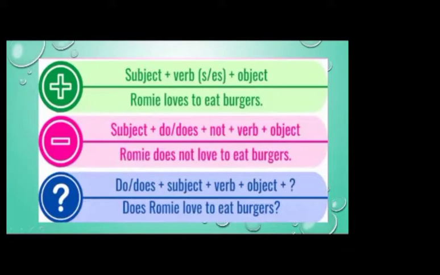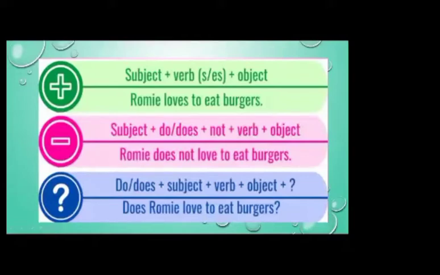Now come to the negative one. Minus sign indicates the negative one. Subject plus do or does plus not plus verb's first form plus object. So Romy does not love to eat burgers. If I use, instead of Romy, if I use I, so I'll say I do not love to eat burgers.